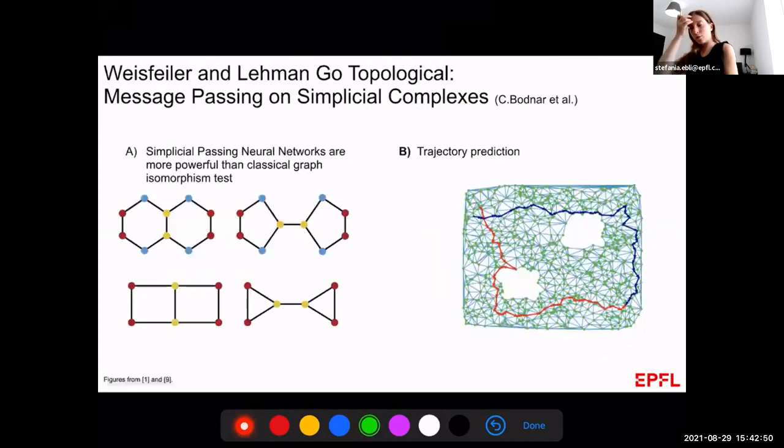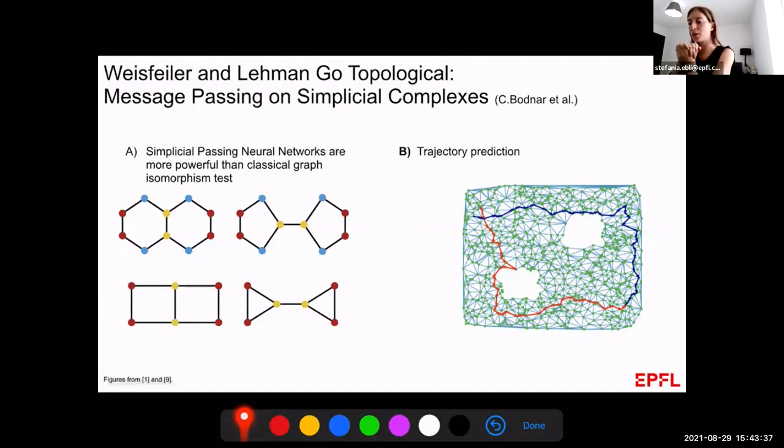Okay, and 2 nice applications of this paper are the following. The simplicial message passing neural networks were proven to be more powerful than the graph isomorphism test. So let me just go back a bit. The paper is called Weisfeiler-Lehman go topological message passing on simplicial complexes. But what is Weisfeiler-Lehman? Weisfeiler-Lehman is, for who doesn't know, or probably a lot of people know here, but I'll quickly tell you, a test on graphs to say whether or not 2 graphs are not isomorphic. This is a classic isomorphism test on graphs.